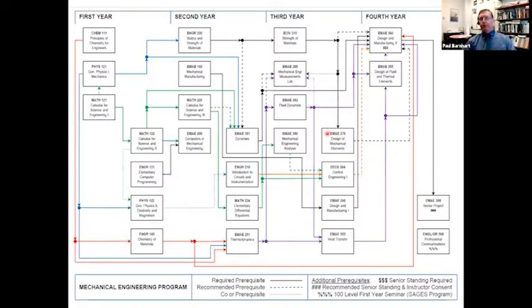You'll finally get into what I think is the most important class in the major for mechanical engineers. That's EMAE 370. That's really machine design. How do you design a complex mechanism? Complex mechanism like a car engine, for example.